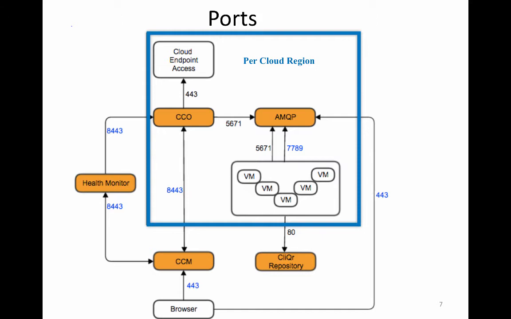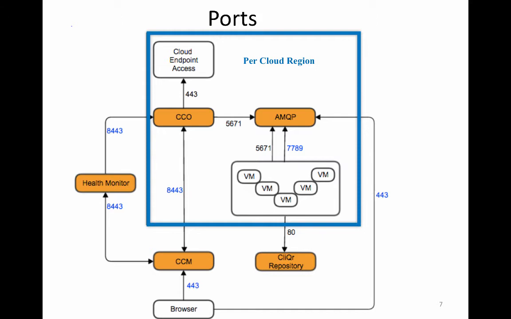Then the CCO, through AMQP, talks to all the VMs, and the port mentioned is 5671. And AMQP and the VMs talk on 7789. These ports are very important, because you are putting AMQP and CCO on the public cloud, so you have to make sure those ports are open so they are able to talk back. Now, if you separate AMQP and Guacamole, which is not shown in the diagram, port 7788 is used between the AMQP and Guacamole.